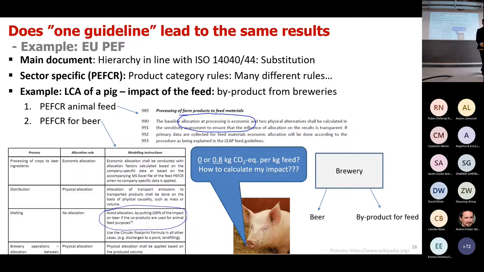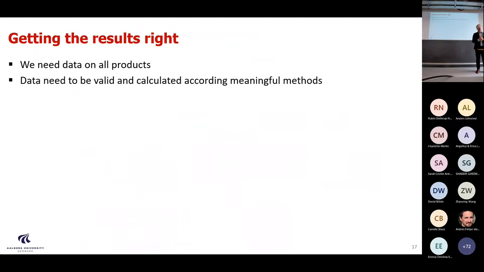So I hope these stories made it clear that there's really a call for getting the results right. We cannot have random results. We cannot have misleading results. Of course, we also need data on all products, because in the end, we need to change basically all aspects of our consumption and production. And the data need to be valid and calculated according to meaningful methods.